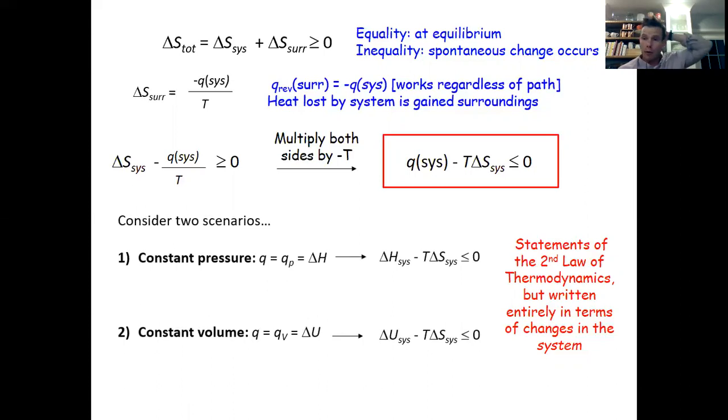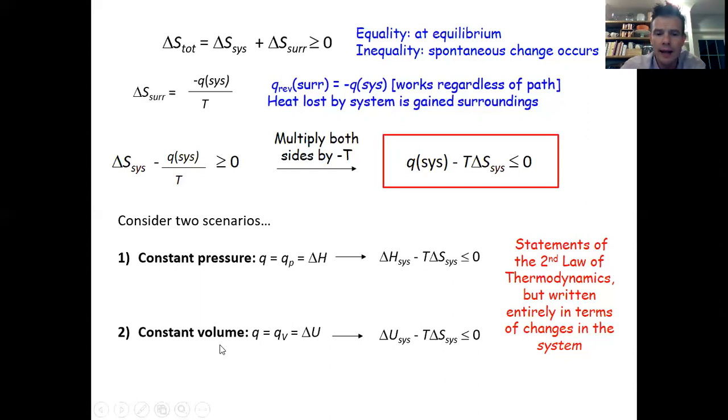And what we do at this point is we consider two different scenarios to describe the heat, which is released or absorbed from the system. The first is a constant pressure scenario. If I have a constant pressure, Q is equal to QP, and that is equal to delta H. So I can substitute this in, and I get an expression like this. Delta H of the system minus T delta S of the system is less than or equal to 0.